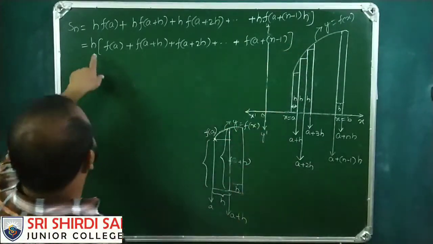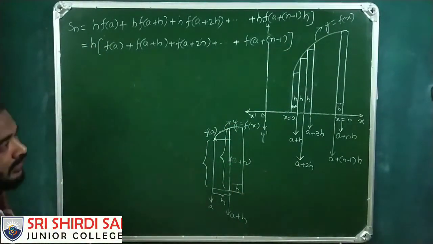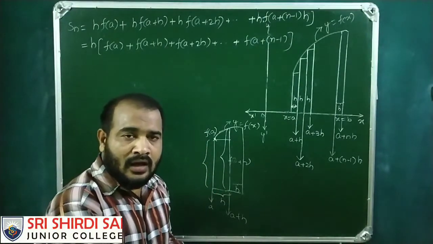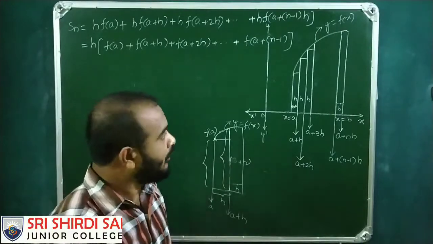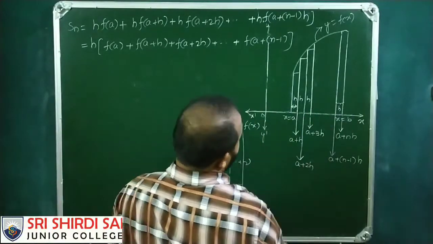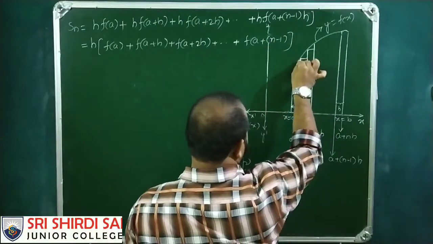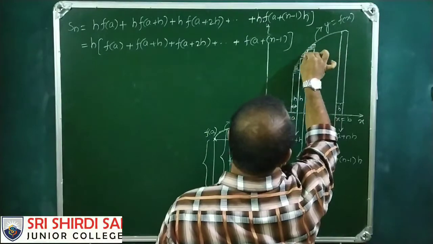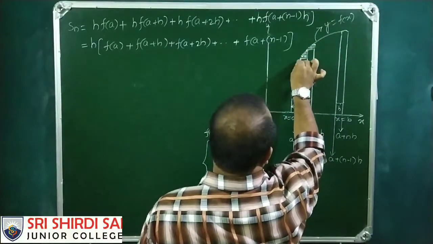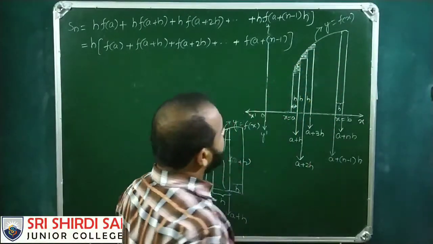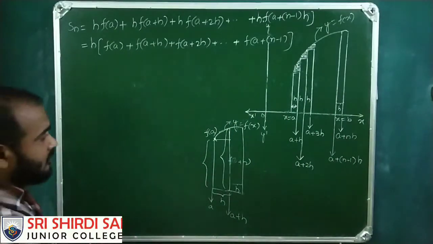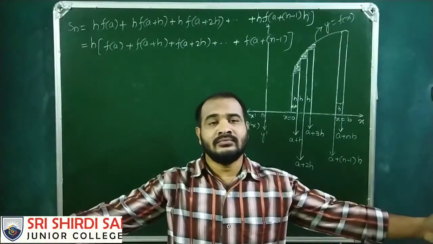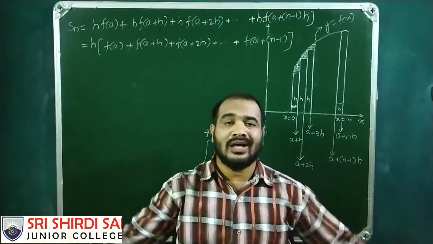So since h is taken common, but this is not the accurate area, because actually in finding this, some part of this is missing. So this and this, likewise so much part of this is getting missed, for which what we are doing is we are trying to take the maximum infinite number of rectangles.